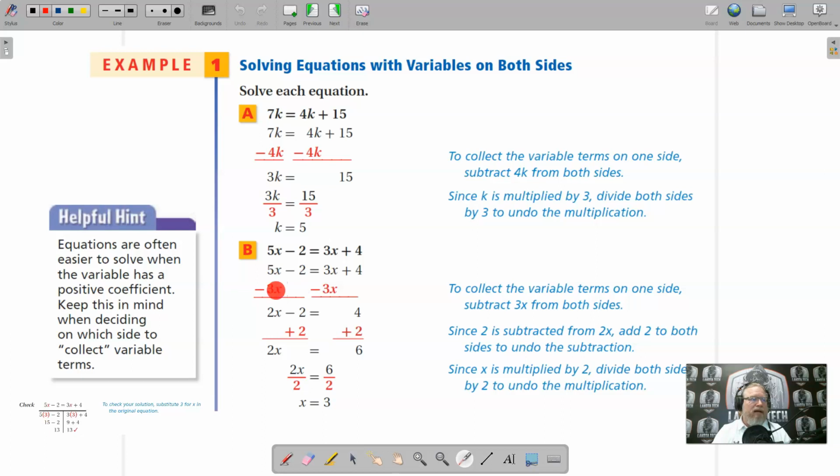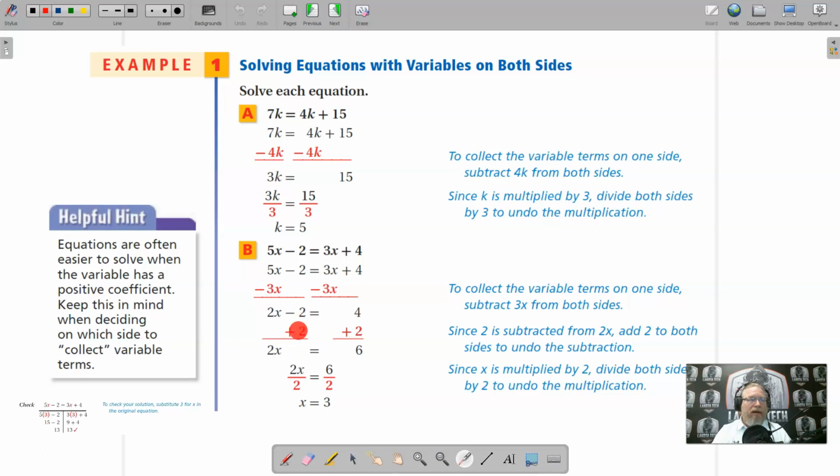So 5x minus 3x is 2x. The 3x's cancel each other. Bring down your negative 2 and your positive 4. We now have 2x minus 2 equals 4. Now let's subtract 2 to get rid of the negative 2, or add 2 to get rid of the negative 2. And what we do to one side, we're going to do to the other.